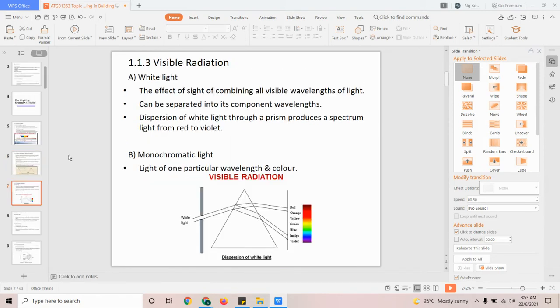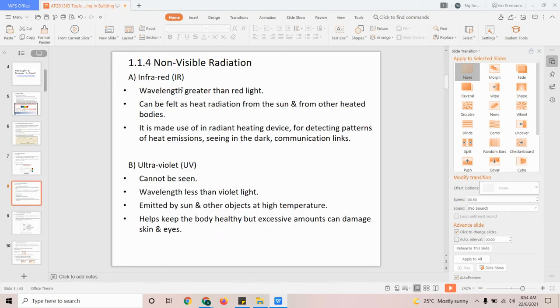Next, we have visible radiation and invisible radiation. Visible radiation is what is categorized as what we can see. So white light is a visible radiation. We can see it. We have evolved to be able to identify white light using our eyes, and when we use a prism, we can see the different wavelengths from a white light split into these seven rainbow colors.